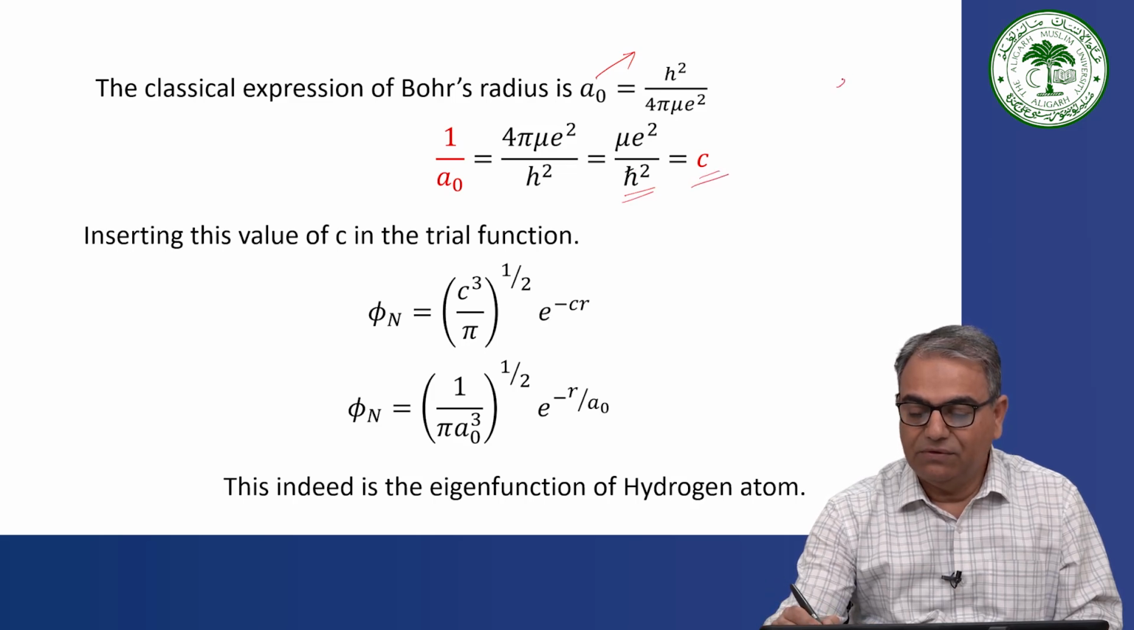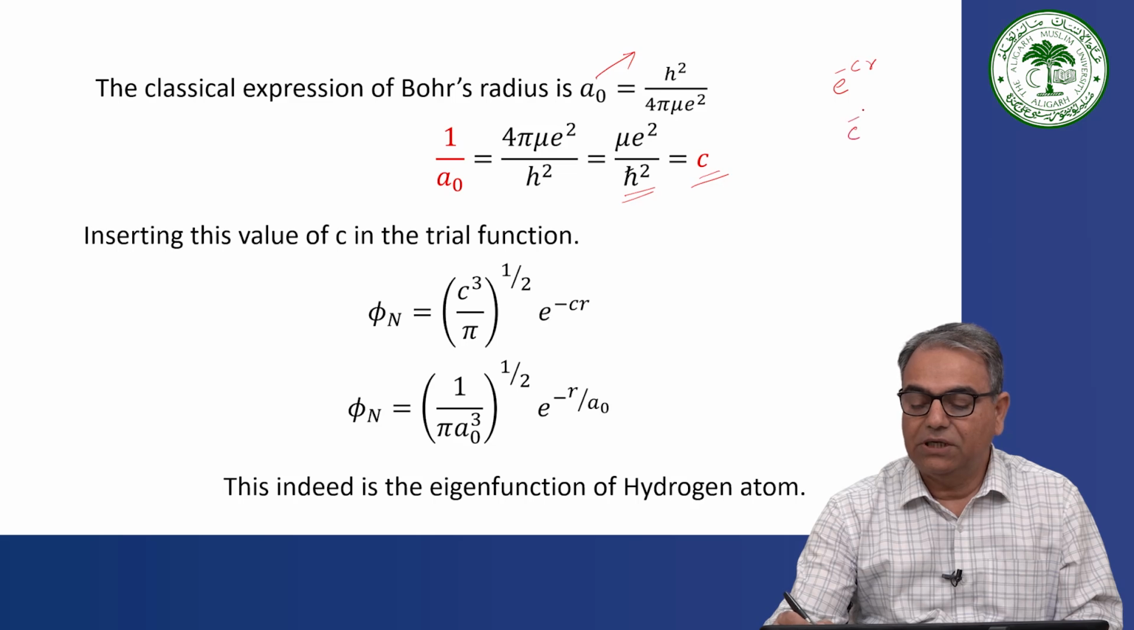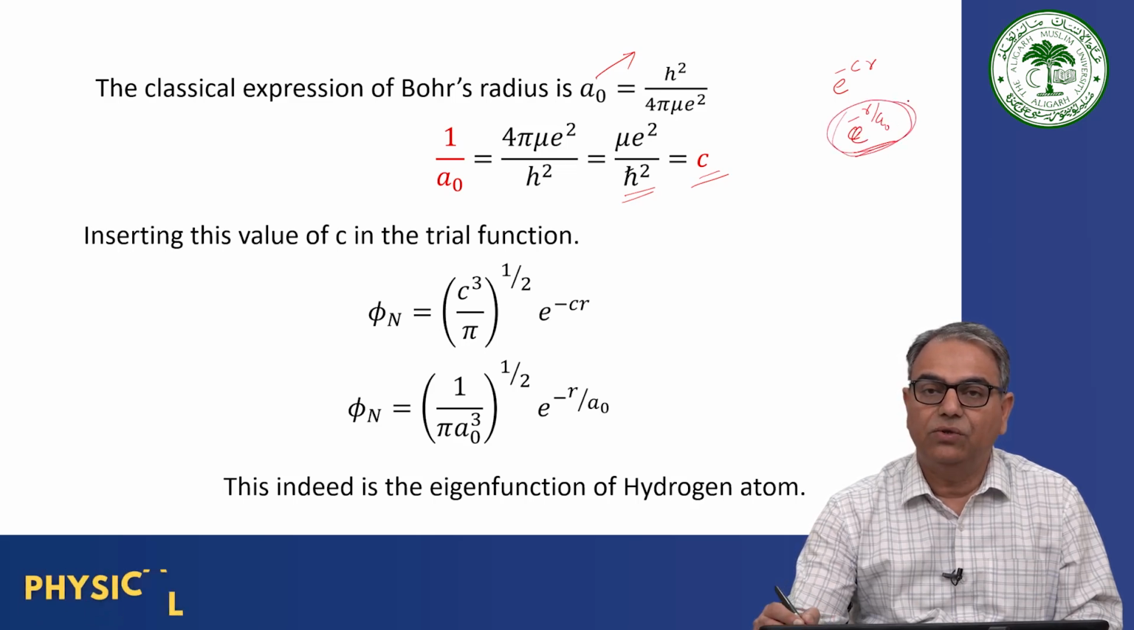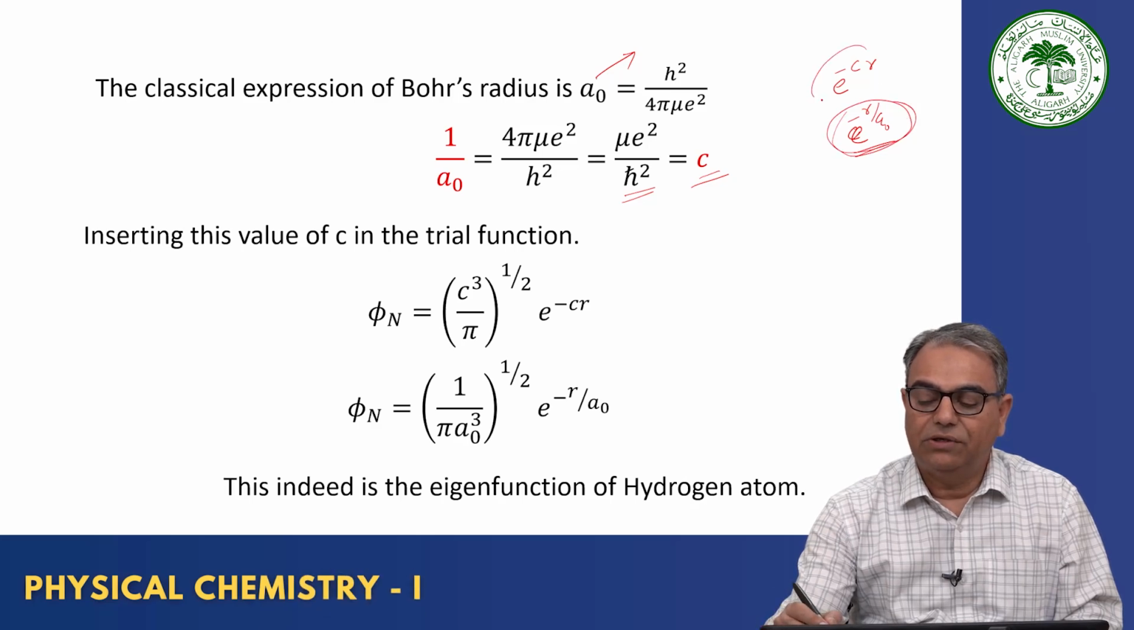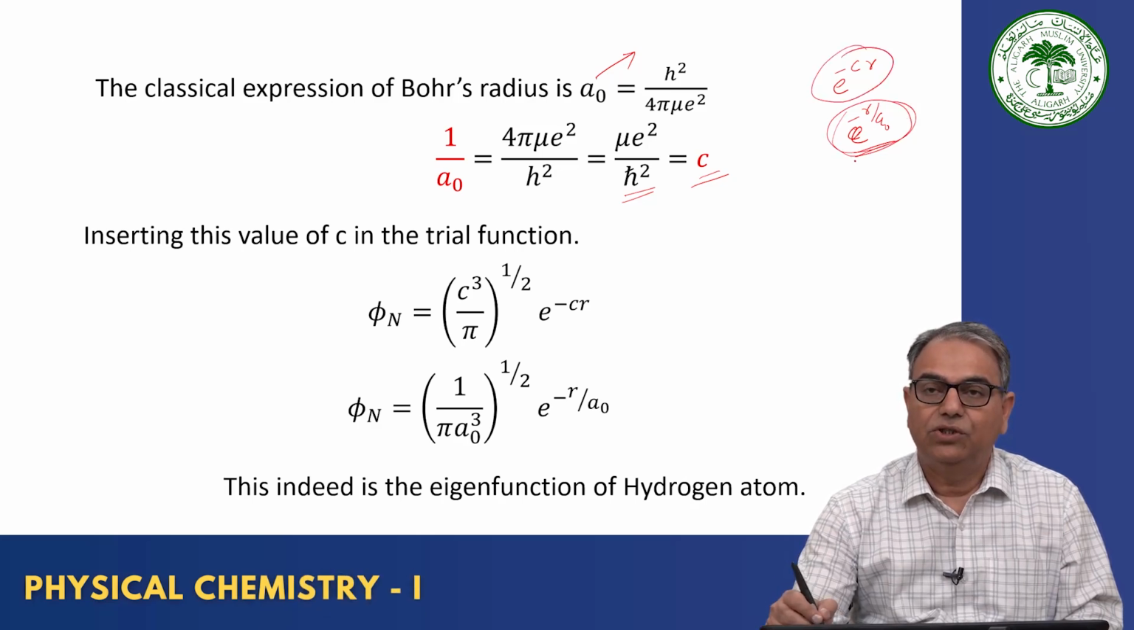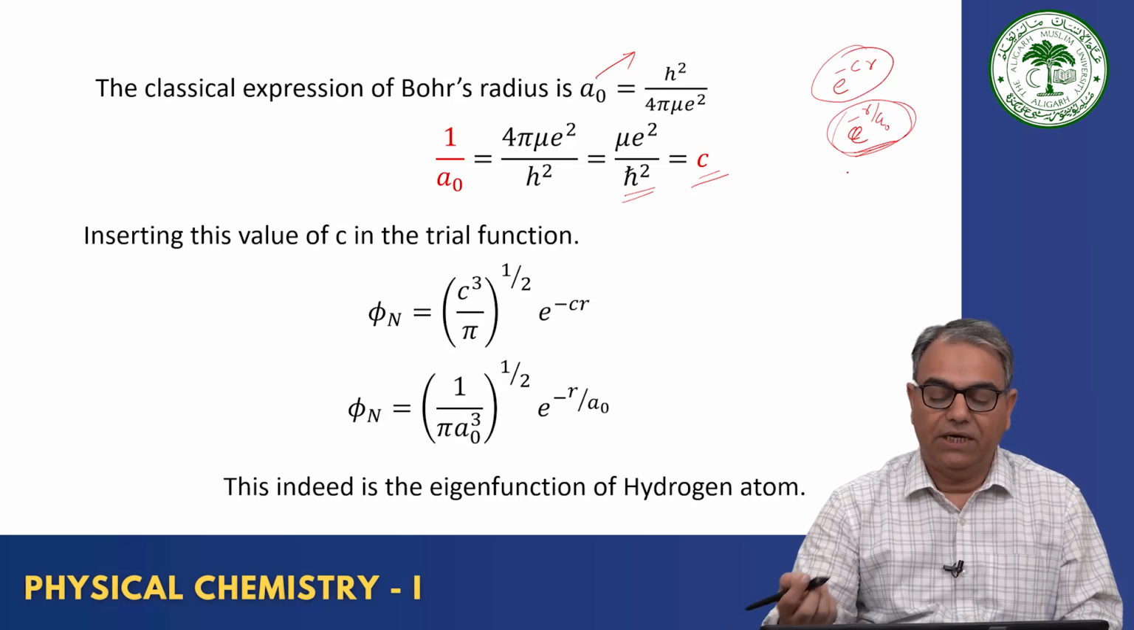So the trial function which you have written as exponential minus cr is actually exponential minus r divided by a naught. So this is your actual function obtained from the analytical solution of the Schrodinger wave equation, and this was your trial function. Both are the same, so we get the same energy of the hydrogen atom.